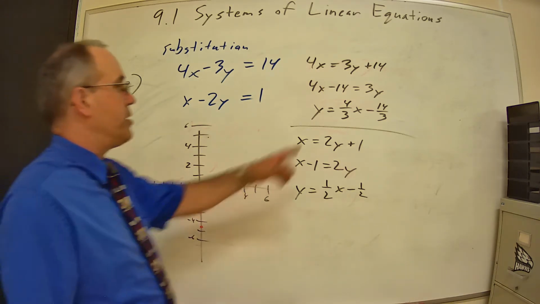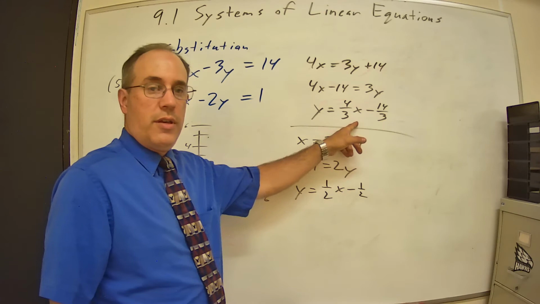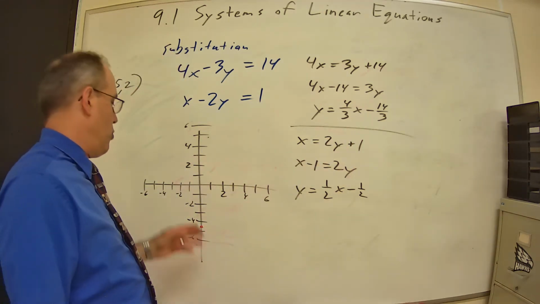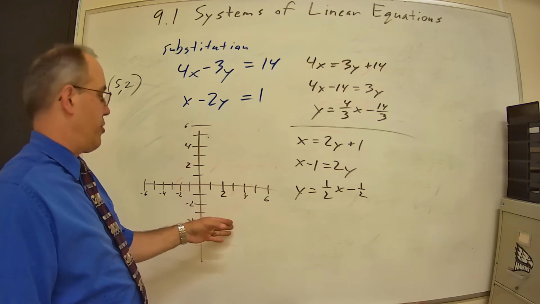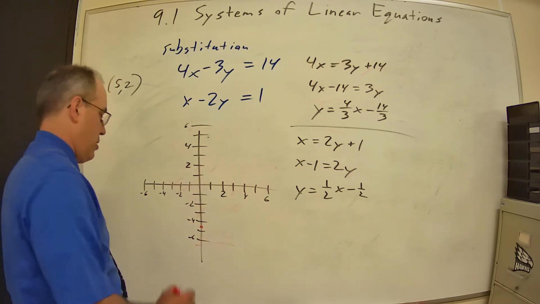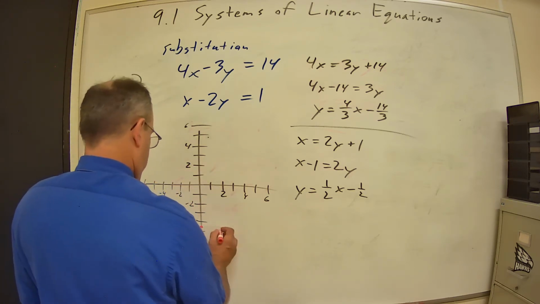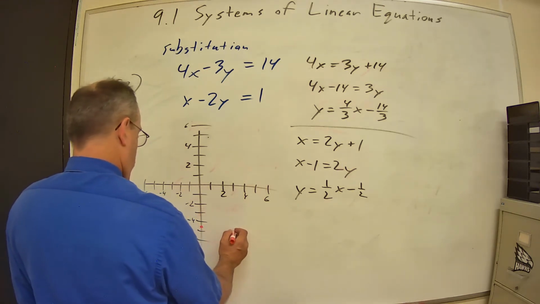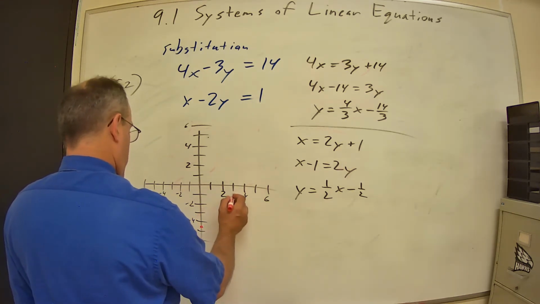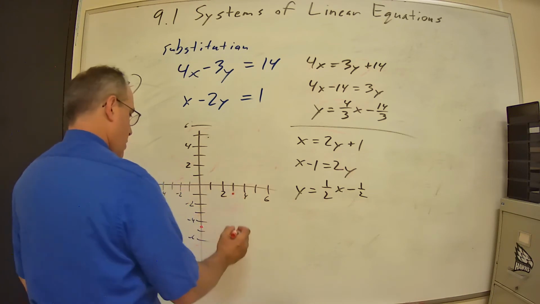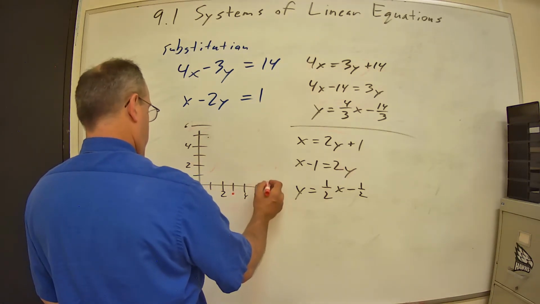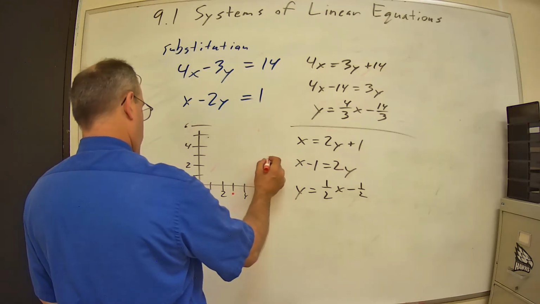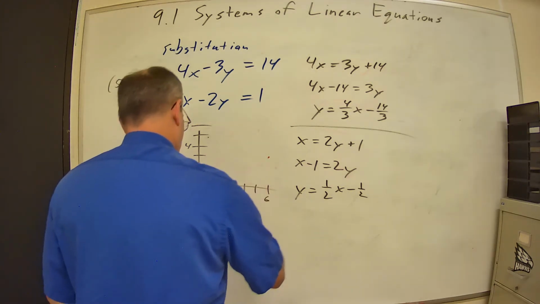And then the slope is 4/3. So every time you move over 3 in the x direction to the right, you're going to move up by 4. So I go 1, 2, 3. I'm going to go up by 4. So 1, 2, 3, 4. 1, 2, 3. I'm going to go up by 4. 1, 2, 3, 4.